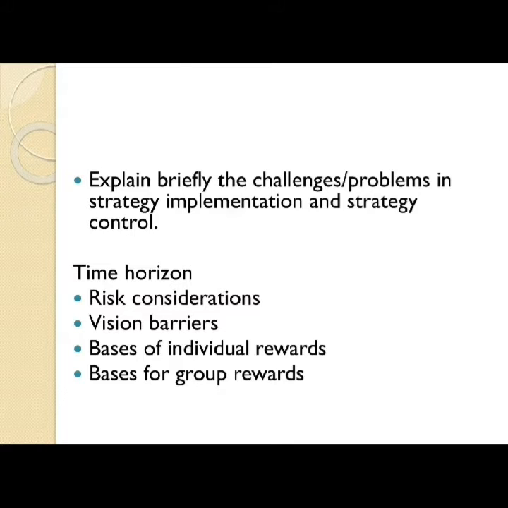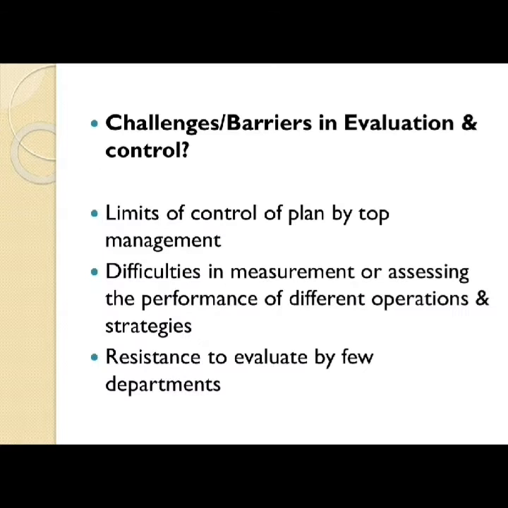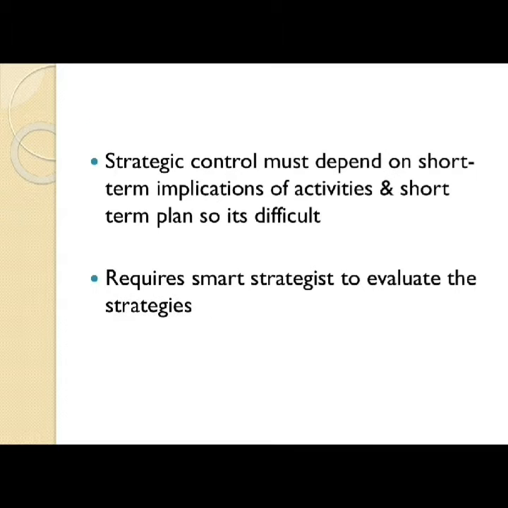So, explaining briefly the challenges and problems of strategy implementation and strategy control, like the time horizon, risk considerations, vision barriers, basis of individual rewards and basis of group rewards. These can be certain challenges. And the barriers in evaluation and control are limits of the control of a plan by top management, difficulties in measuring or assessing the performance of different operations and strategies, and resistance to evaluating a few departments. So all this can be barriers and challenges when it comes to strategic evaluation and proper control.